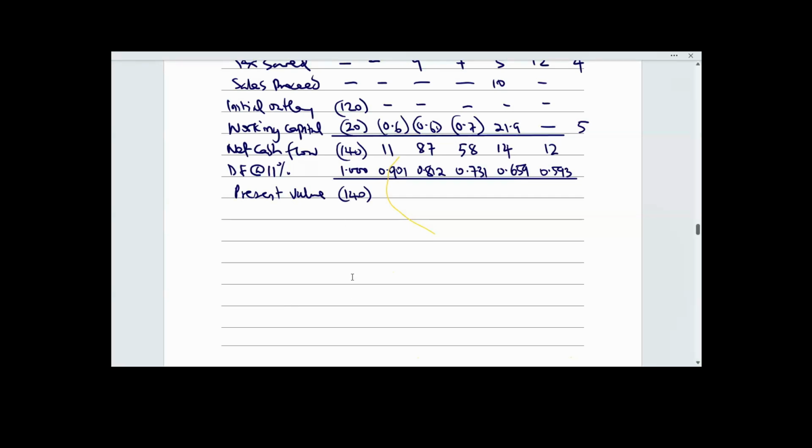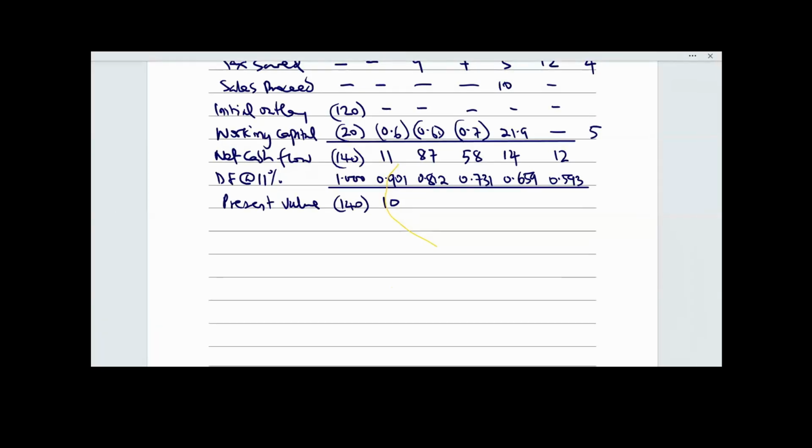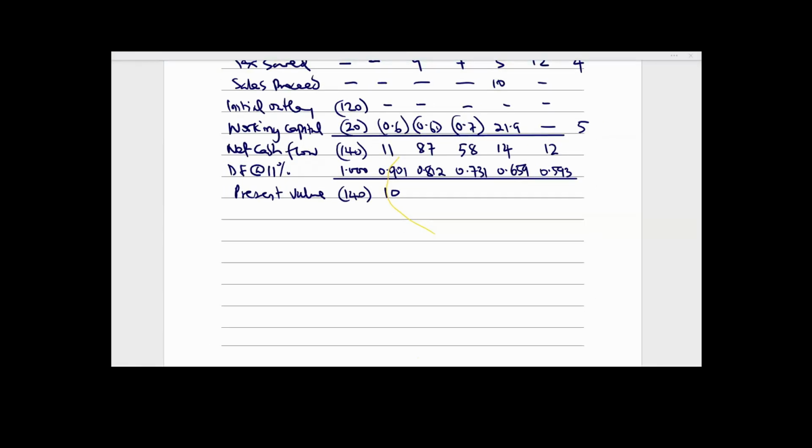Okay, so 11 multiplied by 0.901 equals 9.911. So rounding is 10. Okay. Then next one is 87 multiplied by 0.812 equals 70.6, rounding 71.